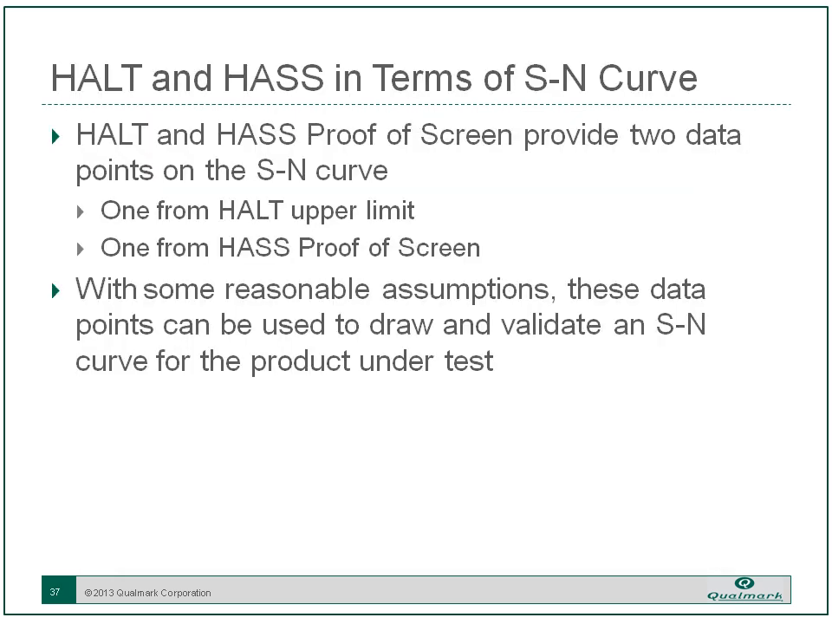Now, if I take that and ask what I can do to show that HASS works using SN curves and Wohler's equation, I make some reasonable assumptions. I do have a couple of data points. I have a data point from my HALT upper limit for vibration. I have a data point from my HASS proof of screen: if I've run the proof of screen 20 times and nothing fails, I assume it would have failed on the 21st cycle, use that as a failure point, and this is being done at a different level.